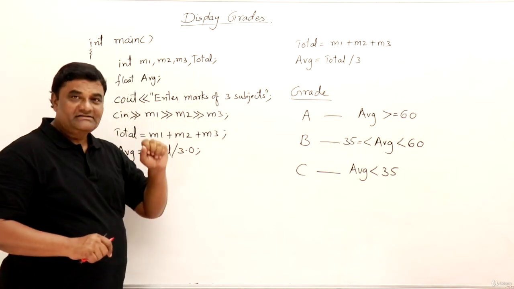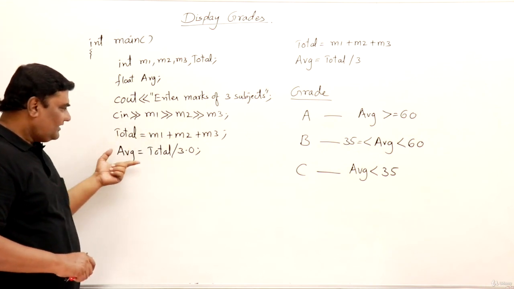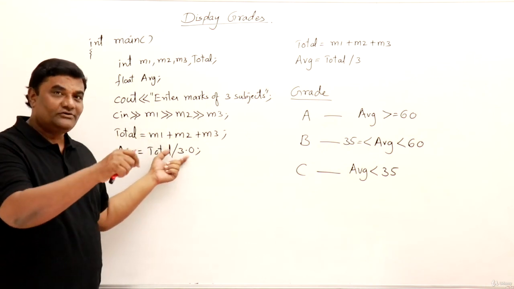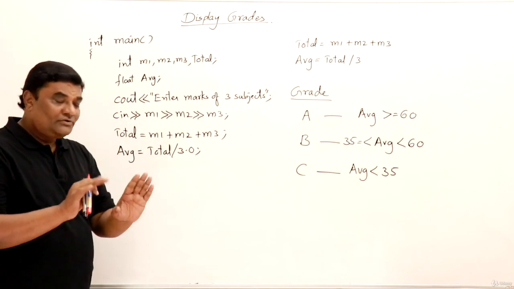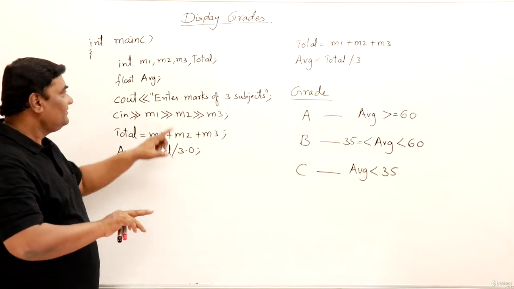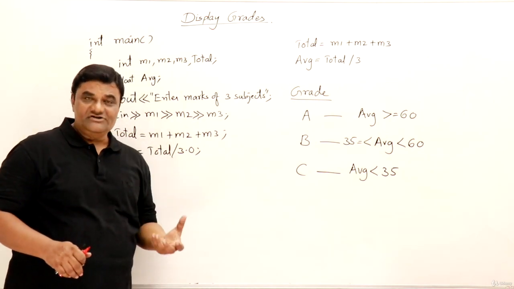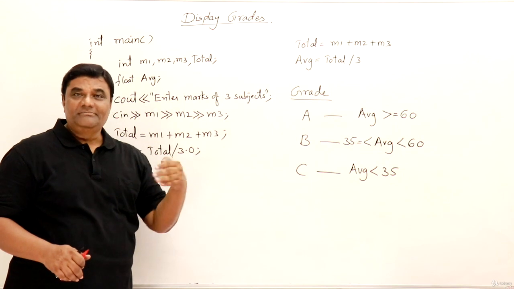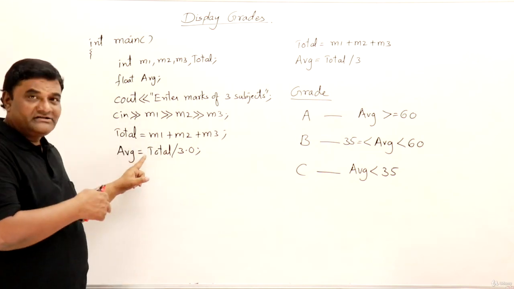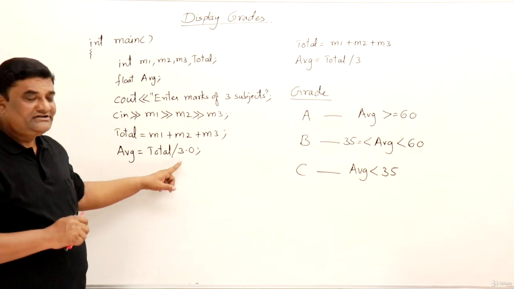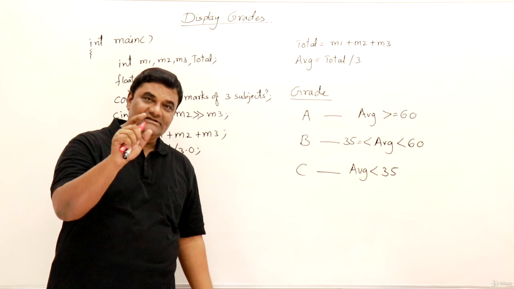M1, M2, M3, 3 marks are taken. Then adding M1, M2, M3, we get total. Total by 3.0, we get average. Why 3.0? Because you know total is integer. 3 is also integer. So we get integer division, right? So we get the decimal part truncated. If we want the decimal part, then typecast, or another method is you can write 3.0. This is float, so the result will be float. If any one number is float, then the result will be float.